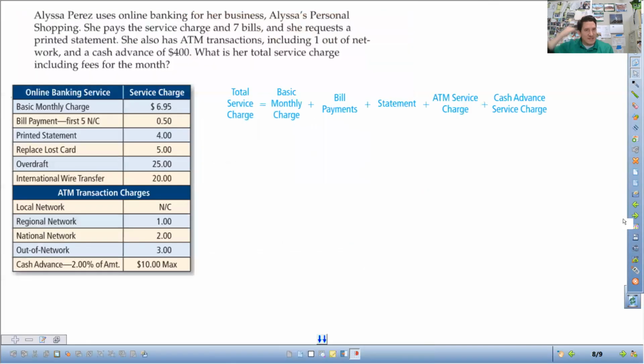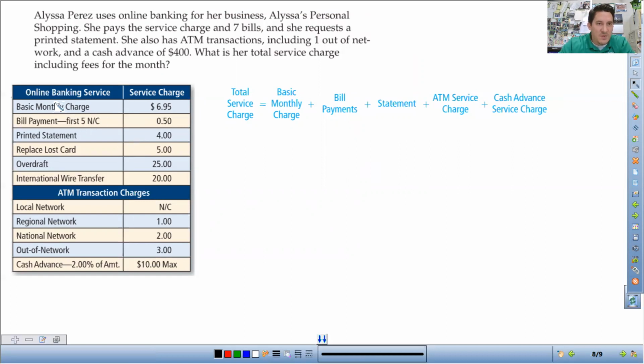So here's an example. Alyssa Perez uses online banking for her business. She pays the service charge on 7 bills. She requests a printed statement. She also has ATM transactions, including one out of network and a cash advance of $400. What is her total service charge, including fees for the month? So you just add up all the different service charges, but we've got to look at the service charges that the bank charges.